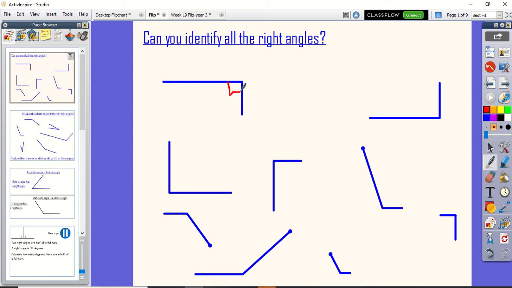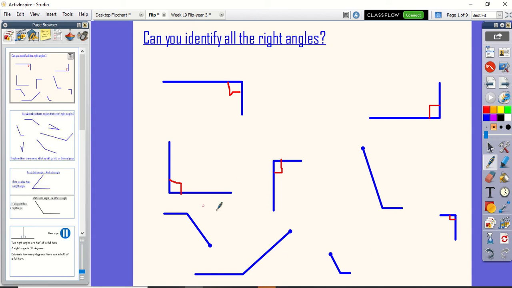And if I can draw a perfect square, not very neat square, but there we go, that's better, we know that it's a right angle. If I tried to draw one in any other angle that wasn't a right angle, it wouldn't make a square. So that one there is not a right angle. This one here is a right angle, this one here is a right angle, and this one here is a right angle.